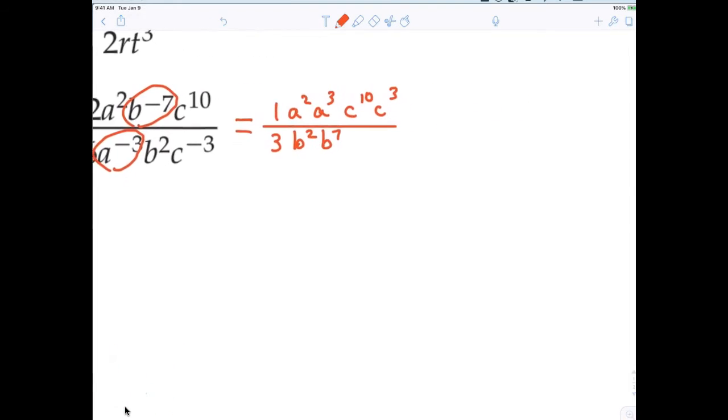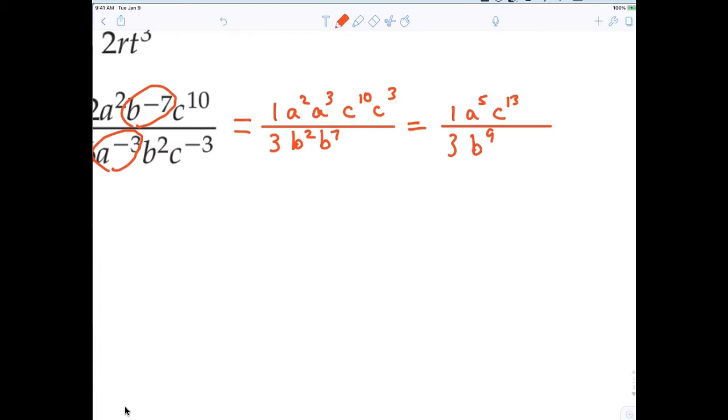Now, from there, you're just combining, right? So make yourself another fraction. You leave the 1/3. Now how many a's are on the top now? Hanson, what do we got for the a's? 5. A to the 5th. What about the c's? C to the 13th. And what about the b's? B to the 9th. Look how easy that is, guys.